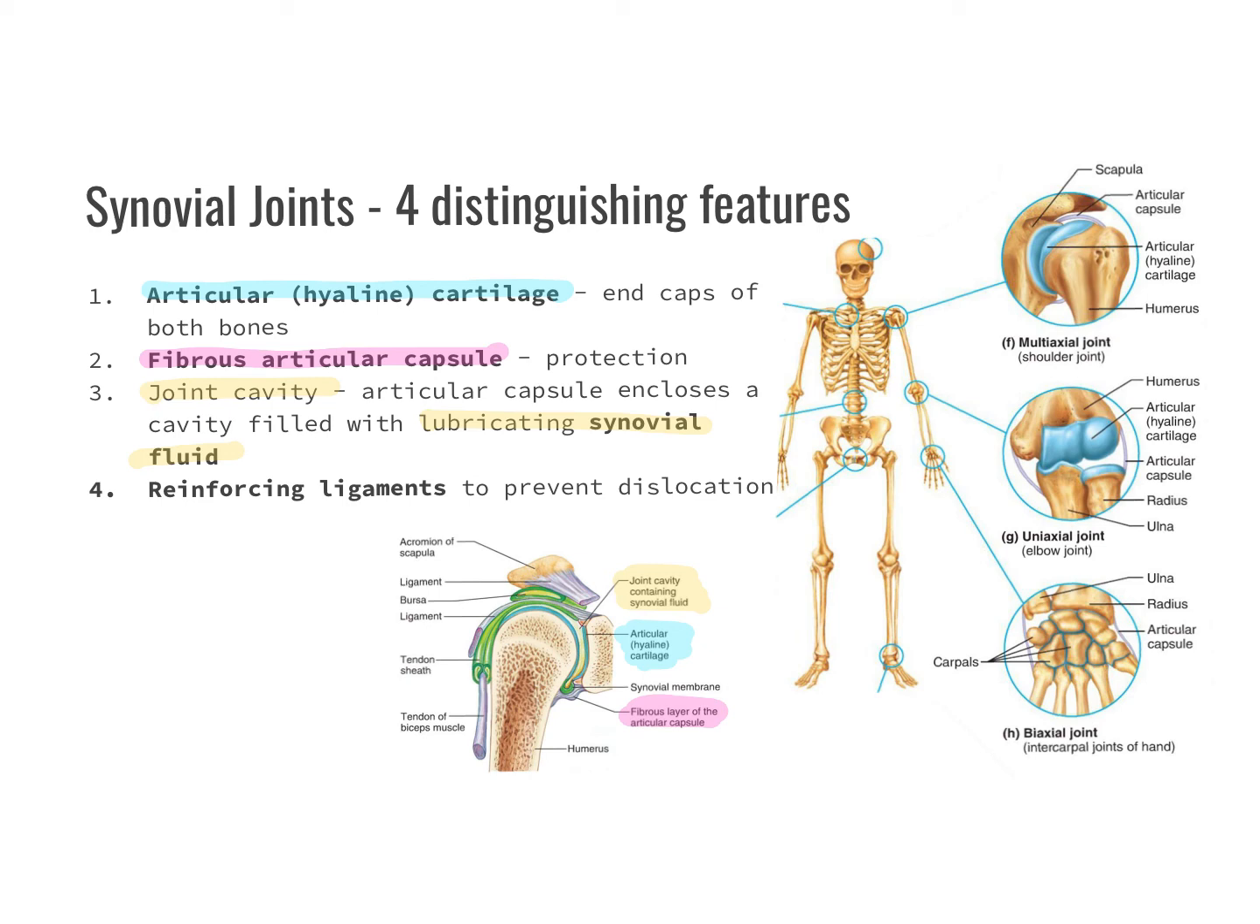And being able to move freely. And then the last feature of synovial joints is the reinforcing ligaments, which you can see in a few places in this picture. So those reinforcing ligaments are going to help to prevent the joint from moving too far and dislocating.